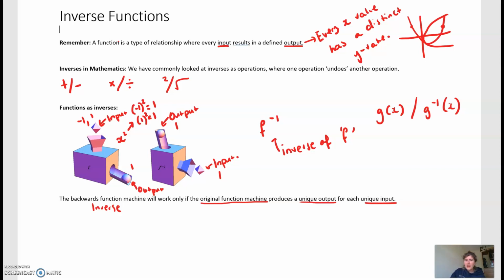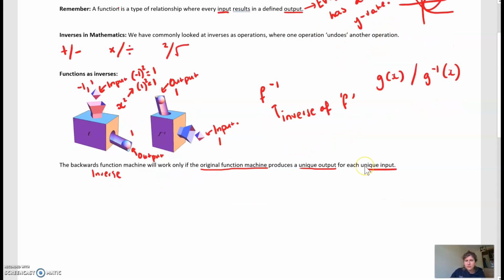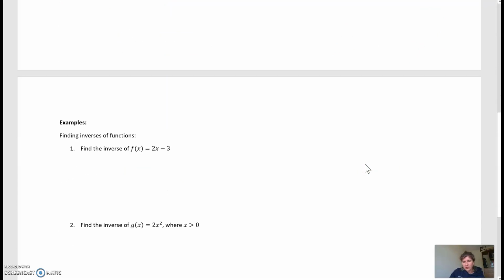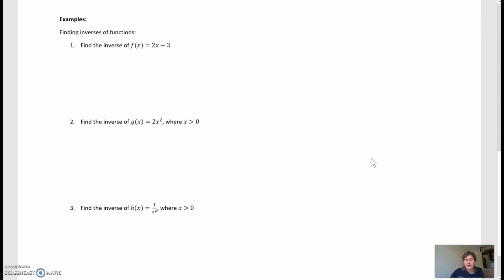Okay, so how do we find the inverse of a function? Oh, and sorry, I should apologize in advance. This will probably be quite a long video, but there's a bit to it. How do we find the inverse function? Okay, so I'm going to show you how I do it.